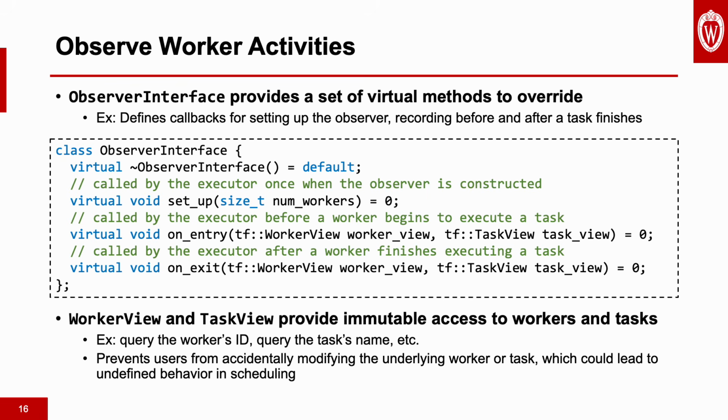OnEntry will be called by the executor before a worker begins to run a task. OnExit, on the other hand, will be called by the executor after a worker finishes executing a task. Here, worker view and task view are just lightweight wrappers over the observing worker and task, which can be used to query the worker's ID, the task's names, and so on and so forth. The reason for these lightweight immutable wrappers is that we would like to prevent users from directly or accidentally modifying the underlying worker and task storage, which could lead to undefined behavior in scheduling.